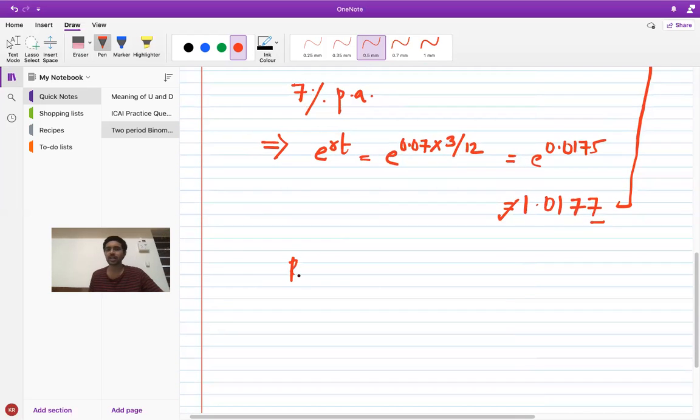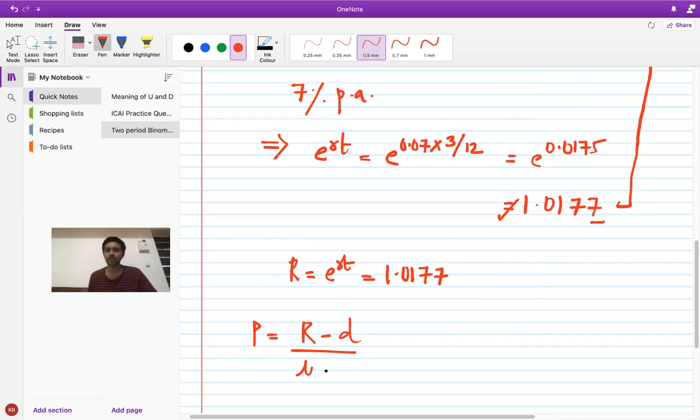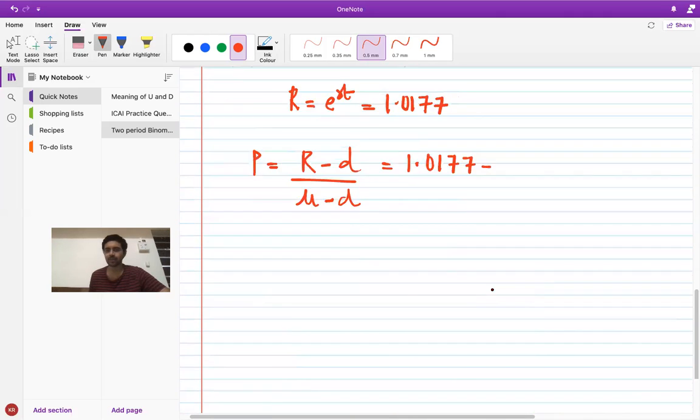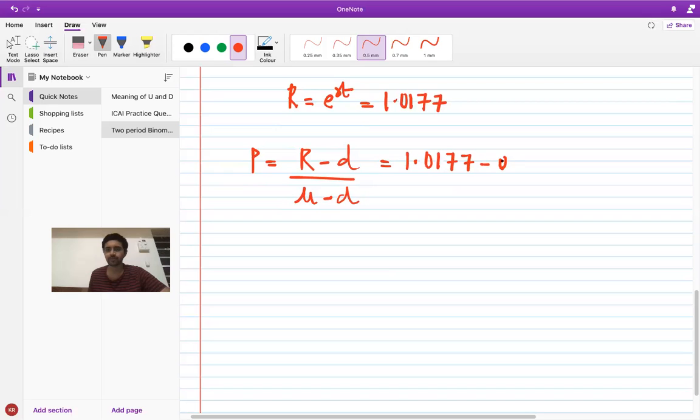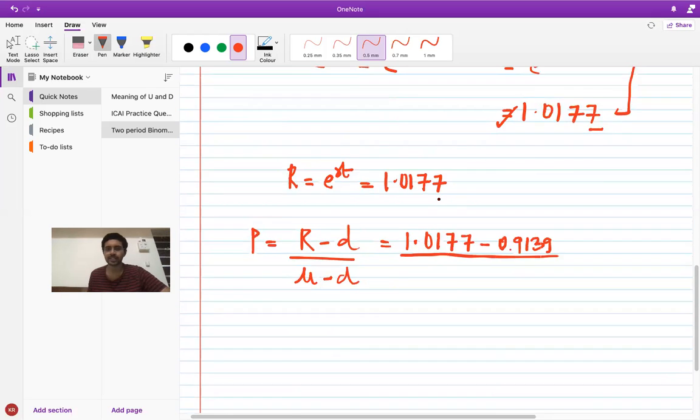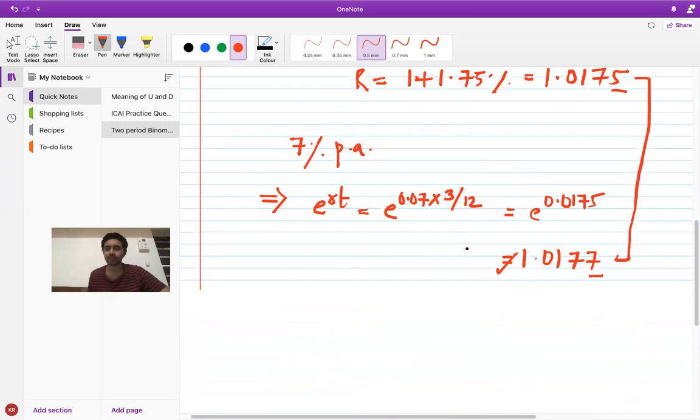So R is equal to e power RT is equal to 1.0177. Now let us calculate P. P is nothing but R minus D divided by U minus D, which is 1.0177 minus D, which was 0.9139, divided by U minus D, where U was 1.0942.